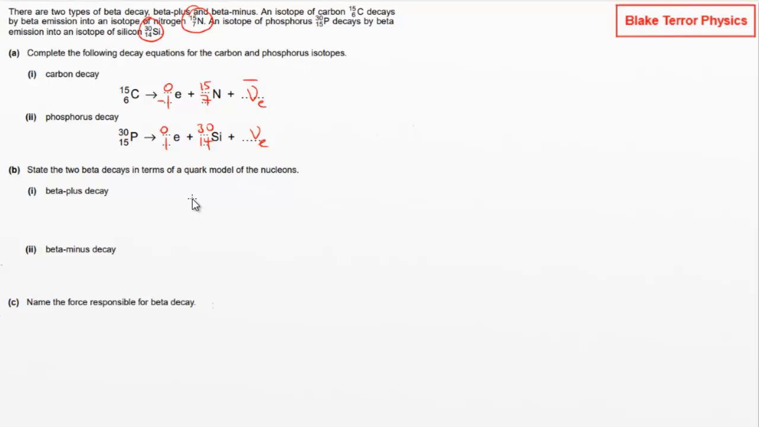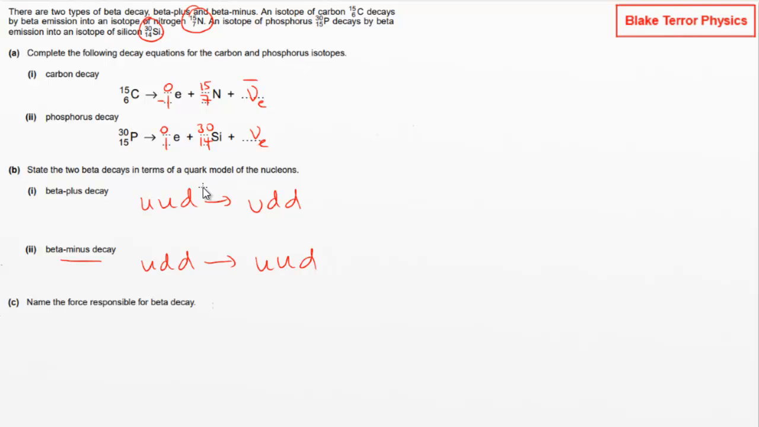State the two beta decays in terms of a quark model of the nucleus. Okay, so for beta minus, we're going from a neutron to a proton. So we're going from up, down, down in the neutron to up, up, down in the proton. And beta plus is the other way around. So we're going from proton to neutron.